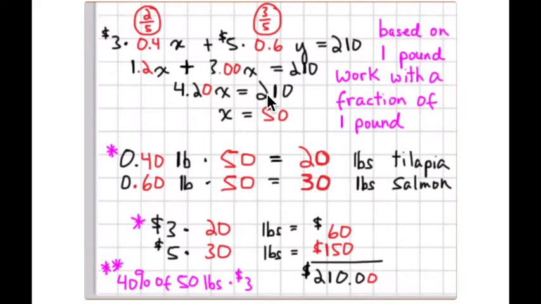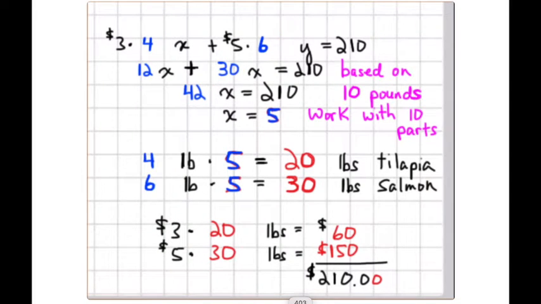Those are the same numbers. So now what if we go in and purchase 10 pounds of fish? I'm going to split that 10 pounds between 4 pounds for the tilapia and 6 pounds for the salmon, because that's the ratio that I want. That's the ratio I started with, 4/10 and 6/10.